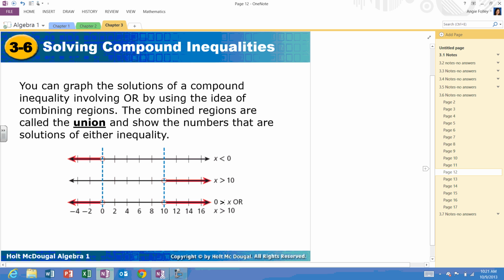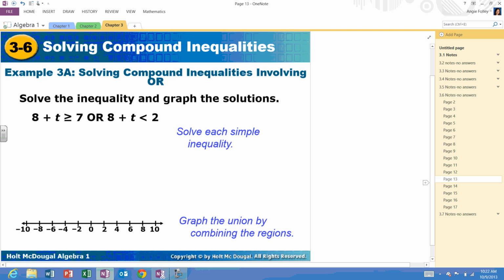So again, we would graph them separately, okay, but the combined regions are called the union, and it's not where they overlap. So for example, x is less than 0. They show you right here, x is less than 0, and then x is greater than 10. My final way that I would write this is that I would just do the two separate inequalities on the line, okay? So let me show you an example.